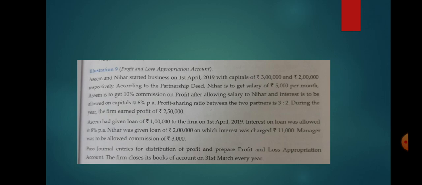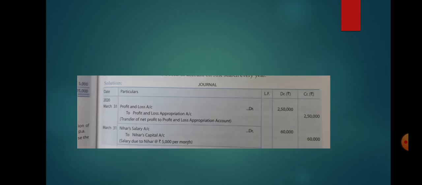As we know, the first journal entry is that whatever profit is earned during the year is divisible amongst the partners. So first of all, as it is a profit, our first journal entry is profit and loss account debited to profit and loss appropriation account. The whole amount of profit earned by the firm during the year is transferred to the appropriation account.